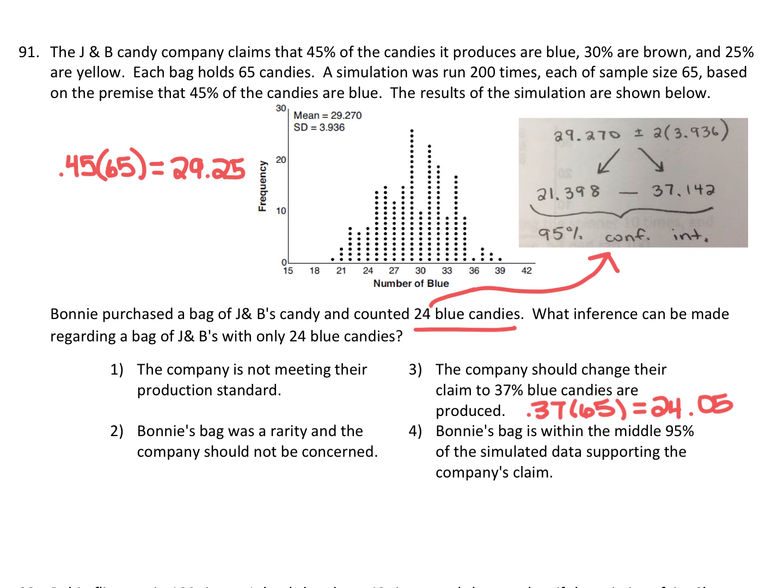So if we read choice 4, Bonnie's bag is within the middle 95% of the simulated data supporting the company's claim. This is exactly what they're trying to show here. So choice 4 is our answer.